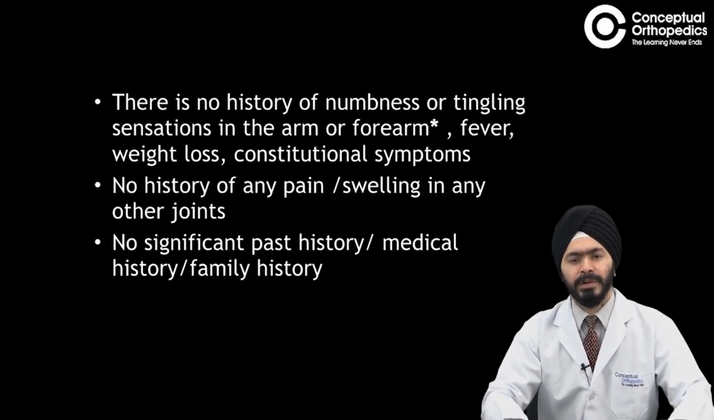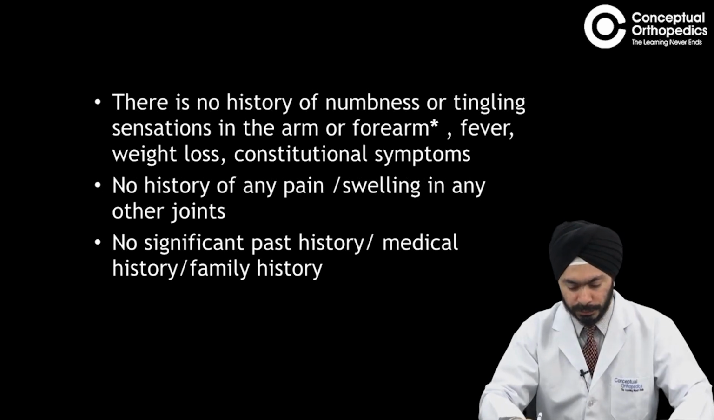Also give negative history of numbness or tingling sensation in the arm or forearm to rule out any associated nerve injuries. No history of fever, weight loss, constitutional symptoms, any systemic infection, to rule out inflammatory disorders, pain and swelling in other joints, and also take significant past history, medical history and family history.